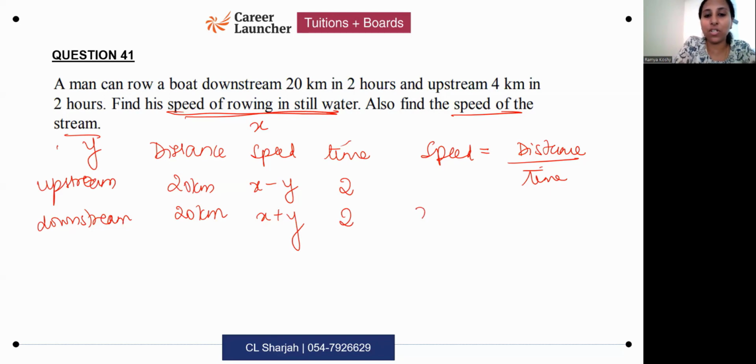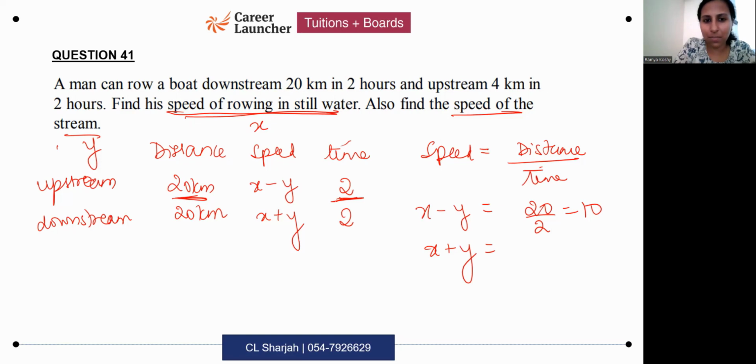So upstream speed is how much? x minus y. What is the upstream time? 20 divided by 2. This distance divided by this speed. 20 divided by 2, which is 10. Same for downstream. Downstream is what? x plus y. What is the downstream time? 2. What is the downstream distance? 20. So what will be the downstream time? 20 kilometers in 2 hours.